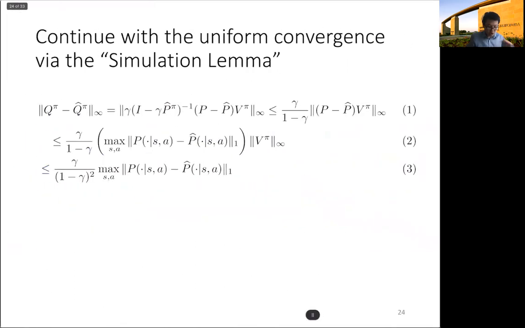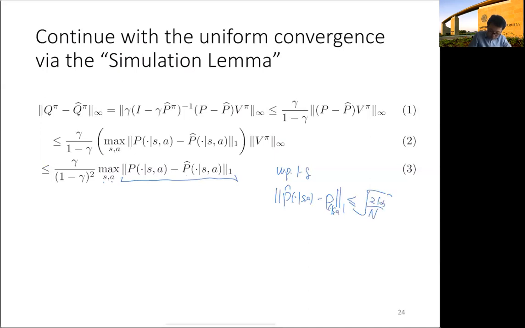So notice that now we have a high probability bound for a fixed pair of S, A, showing the concentration of P hat to P. Now we need to apply the union bound to all pairs of S, A. So what do we have? Just now we have that with probability 1 minus delta, the L1 norm of P hat of S, A minus P of S, A is smaller than square root of 2 log 2 over delta over n, plus square root of S over n.